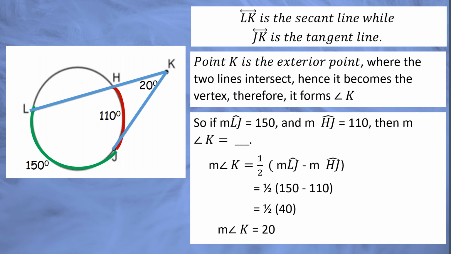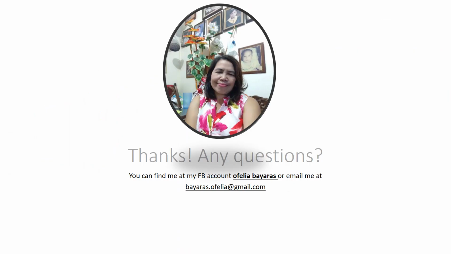O, ganon. So, ganon lang kasimple ha. Kapag dalawa yung nag-intercept sa angle, isa-subtract ninyo. But, remember, dapat yung angle na yun ay nasa labas ng circle. So, may mga cases tayo na nag-intersect pero nasa loob ng circle. So, ibang klase yun, ha? Okay, so that ends our lesson for today.